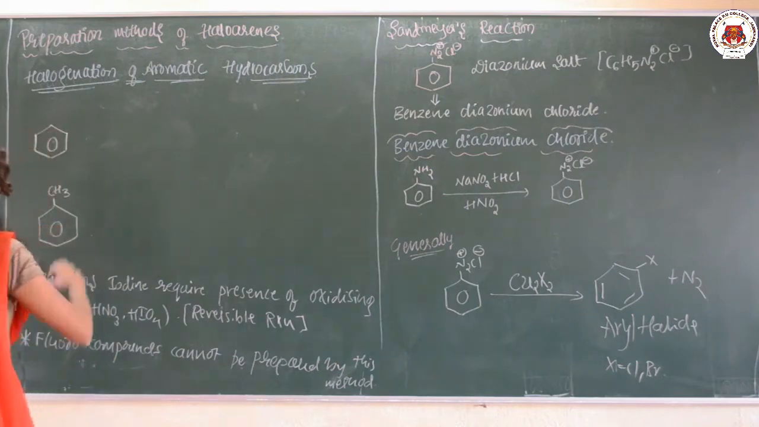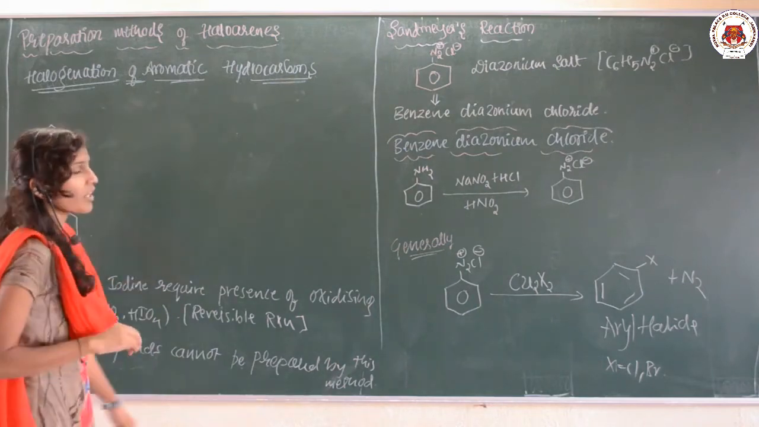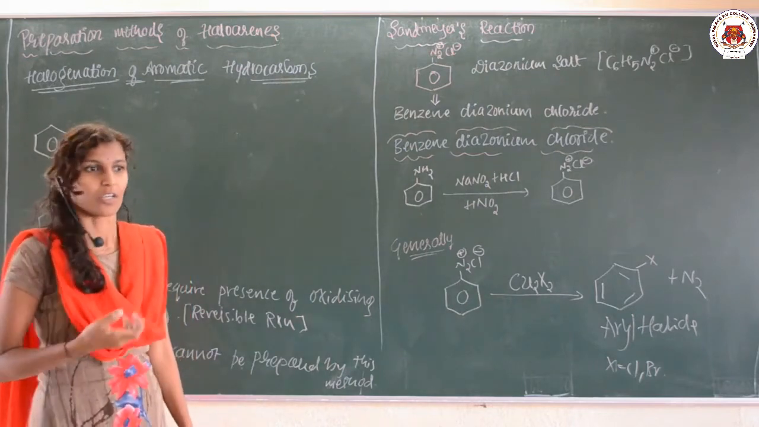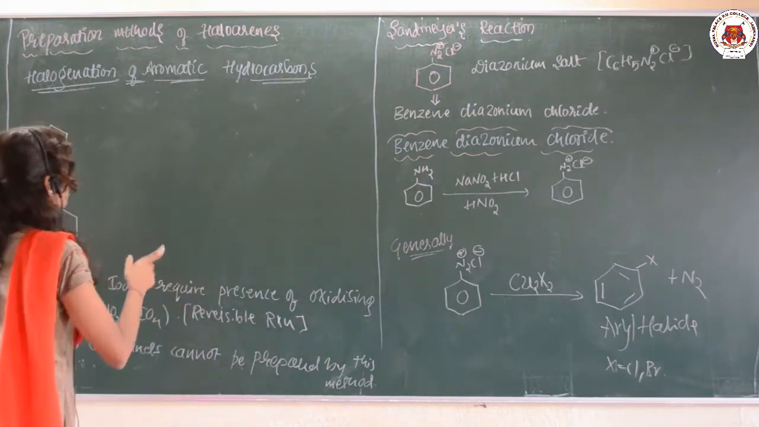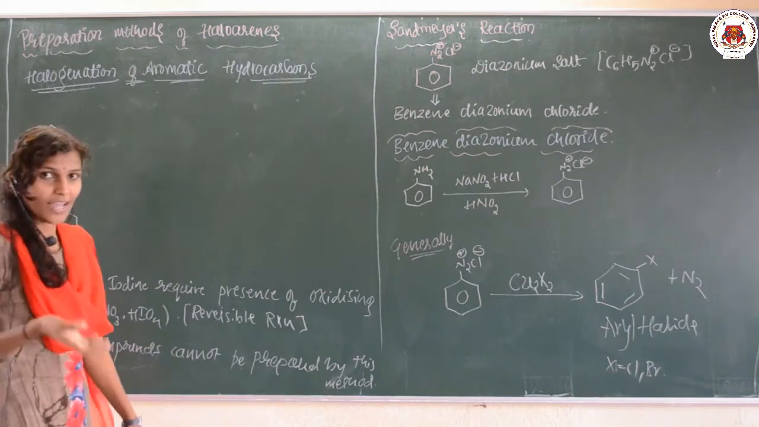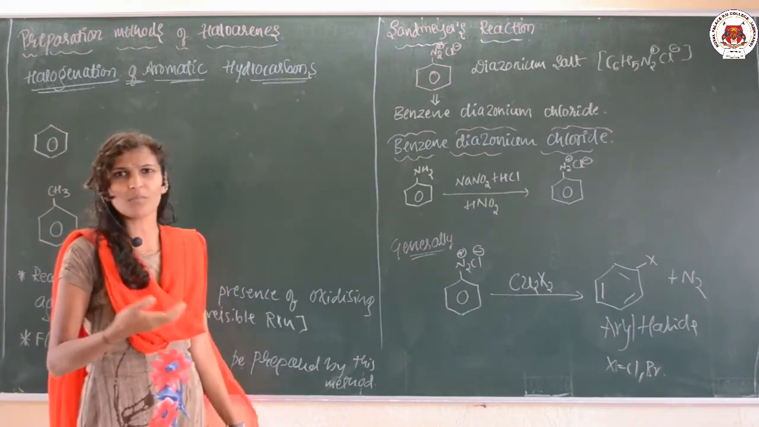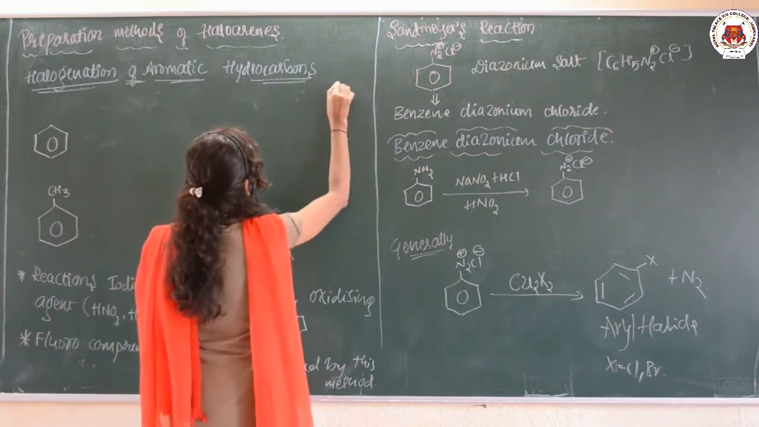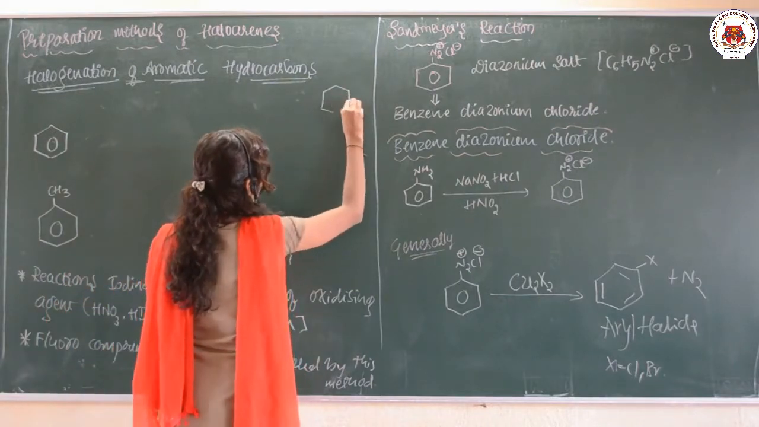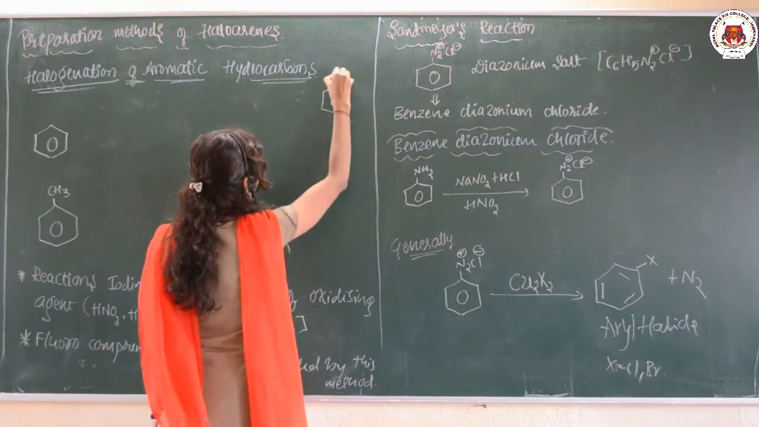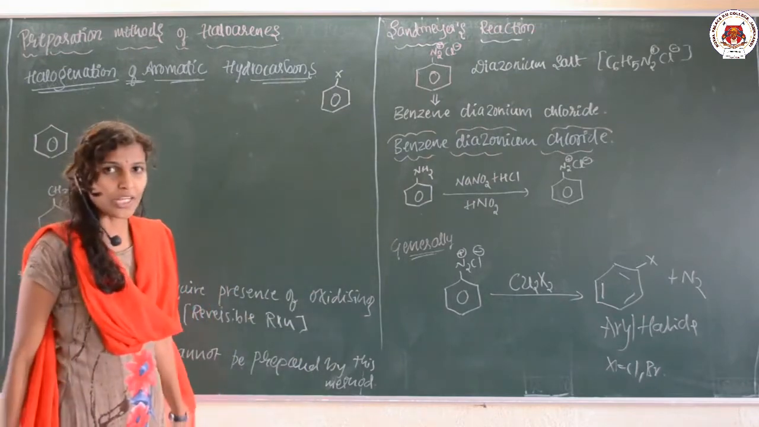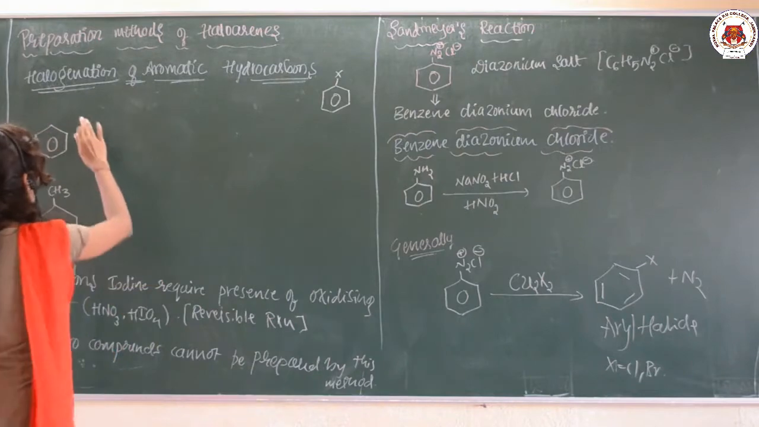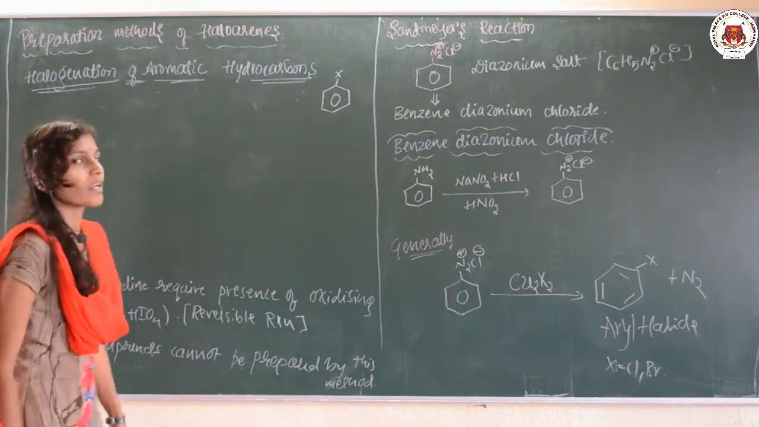In that, the first method is halogenation of the aromatic hydrocarbon. Halogenation, as you know, is the addition of the halogen. So here the halogenation is done to the aromatic hydrocarbon. As you know, the aromatic hydrocarbon is nothing but benzene and its derivatives. So we want to prepare the haloarene like this compound. In order to prepare the haloarene, the first method is halogenation of the aromatic hydrocarbon.